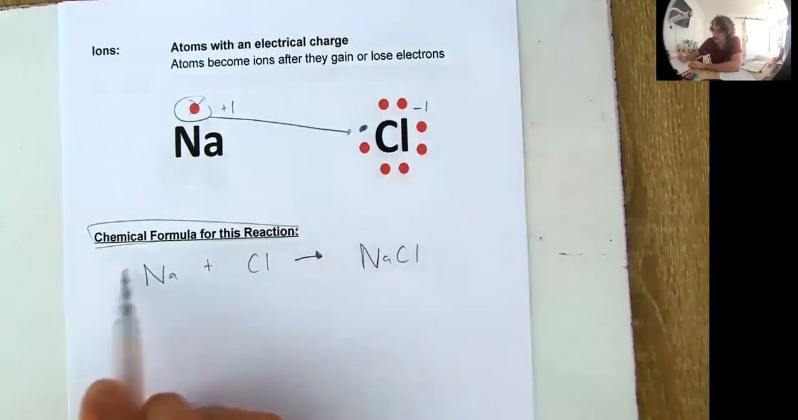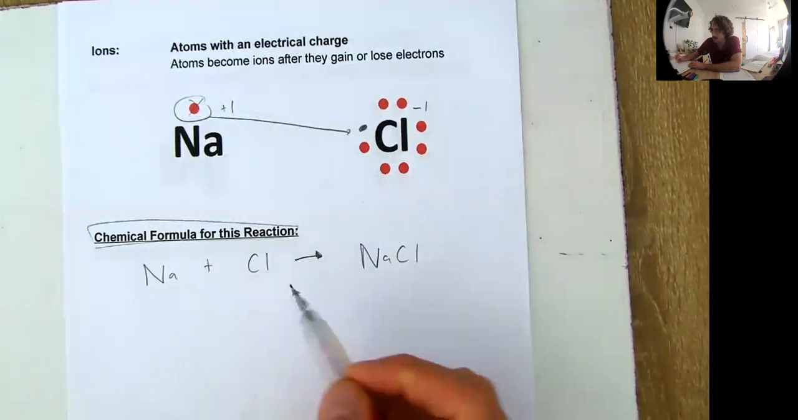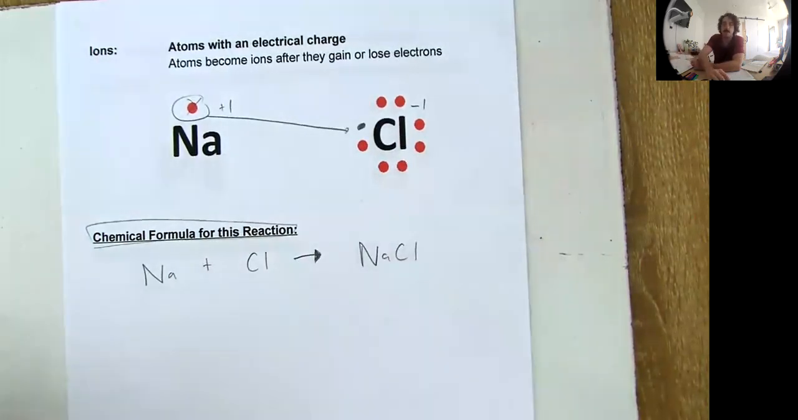And the entire chemical reaction is balanced because there's the same number of atoms of each element on the reactant side and the product side. Okay? There we go.